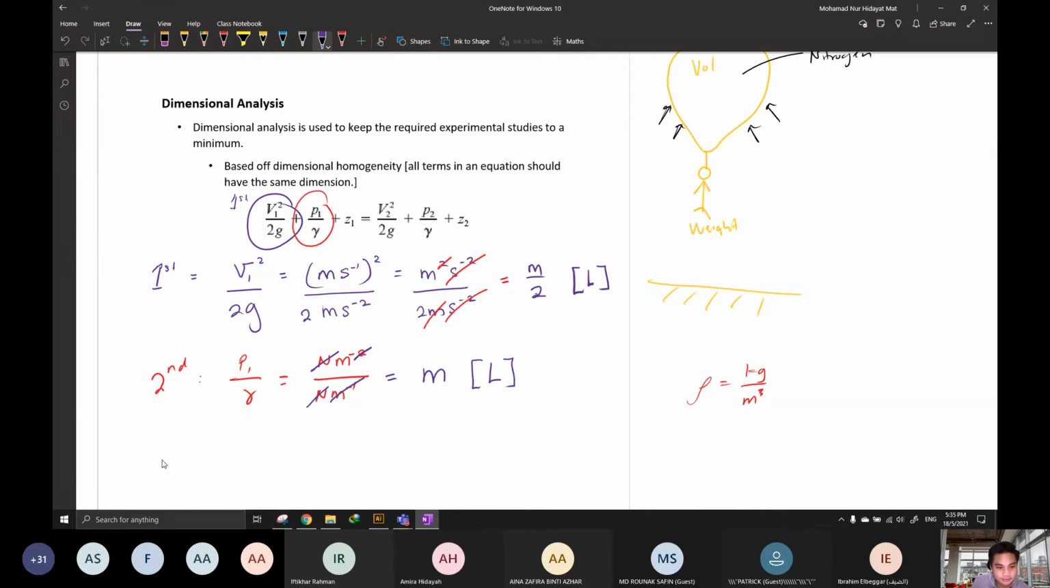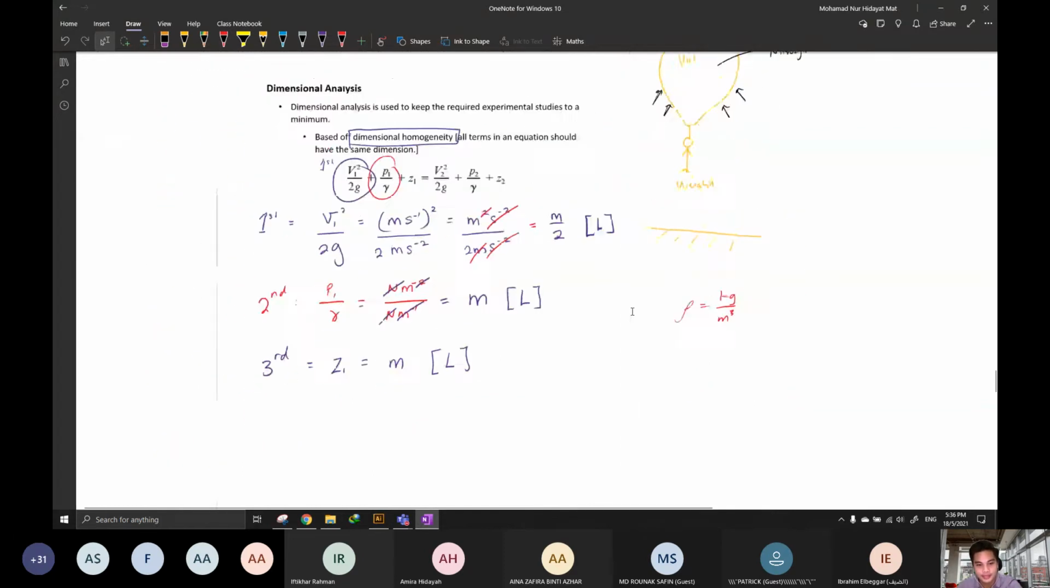Can you see the third term? The third term is Z. Z is a meter, so the dimension is L. Can you notice that the first, second, and third terms all have the same dimension? That is why we call it dimensional homogeneity. So far, do you understand what is meant by dimensional homogeneity? Okay, clear so far.